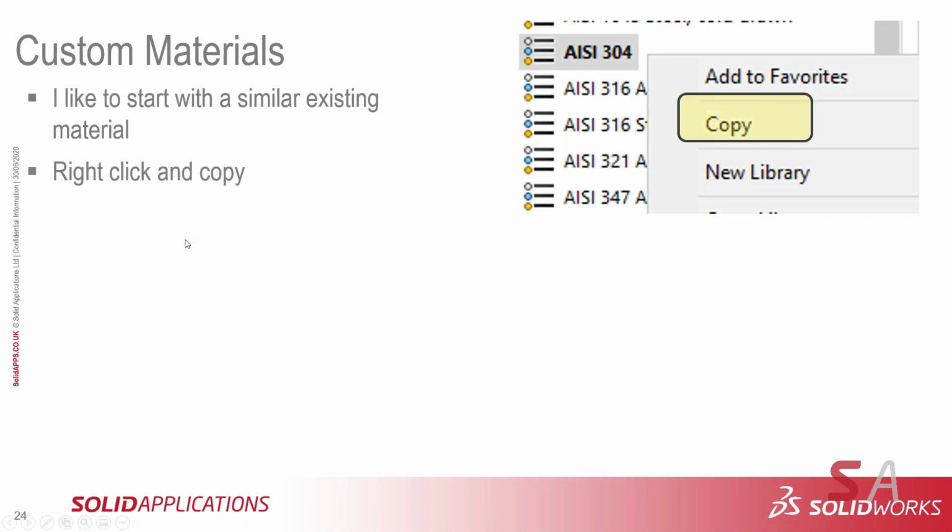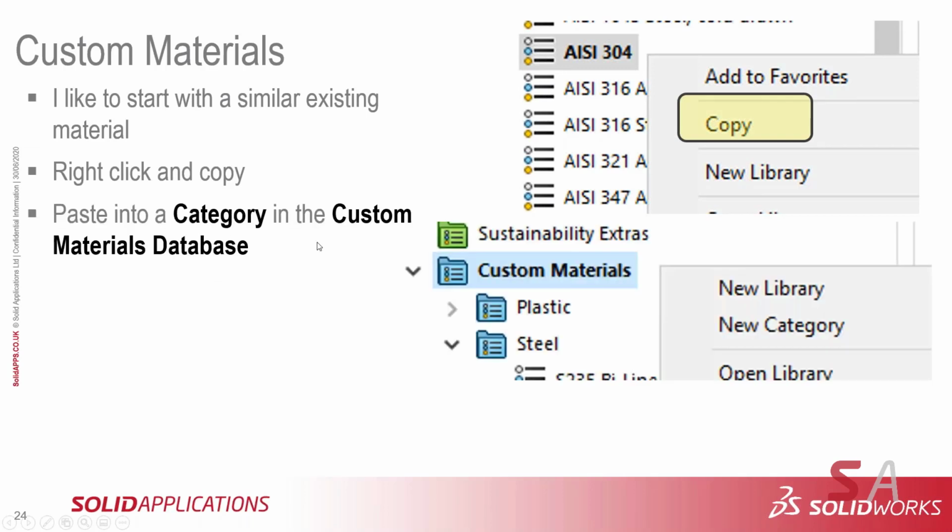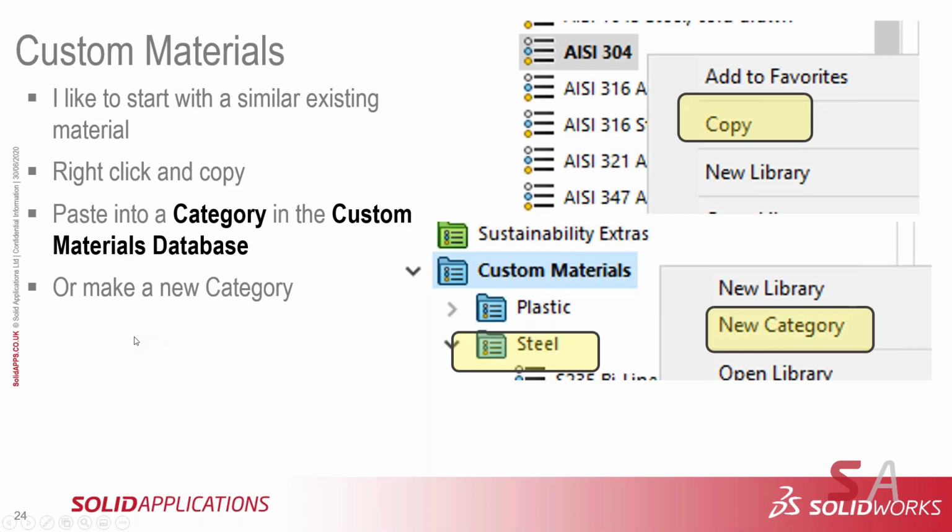But typically I'll take an existing material, I'm going to right click it and copy it, and then I'm going to paste it into a category in the custom materials database. The very next thing I'm going to do here, I'm going to put this 304 into the steels category in the custom materials database, and then I might make a new category if I'm copying an aluminum or something like that and I don't have an aluminum category.